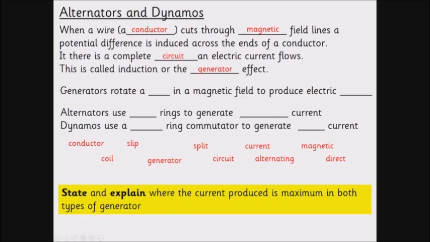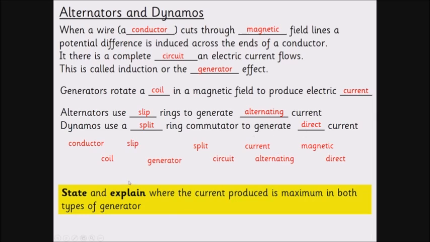Okay, generators rotate a coil in a magnetic field to produce electric current, and here's the main difference between the two. Alternators use slip rings to generate alternating current. Dynamos use split rings to generate direct current, and the name gives you a clue: alternator is alternating current, with a D, dynamo is direct current.